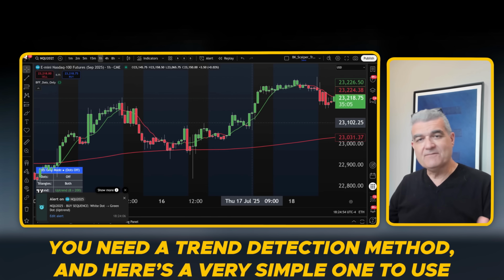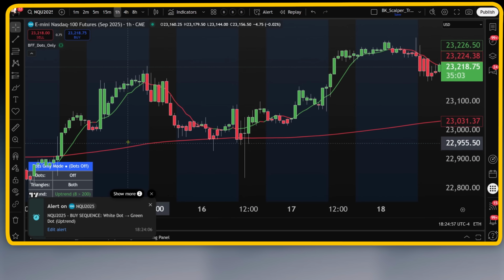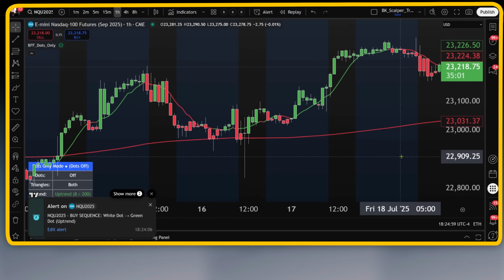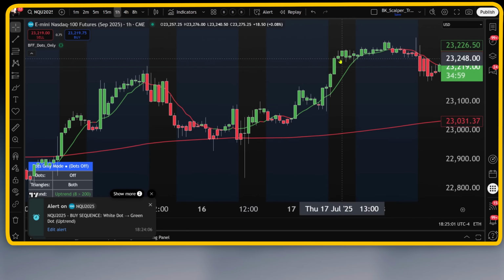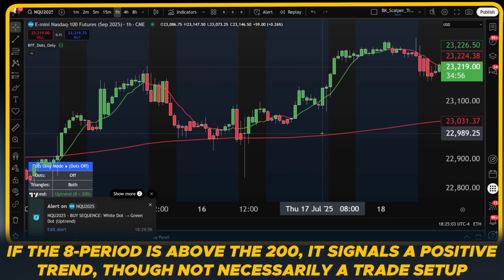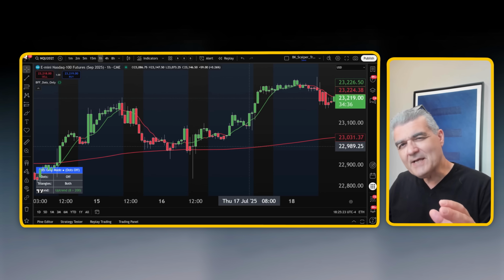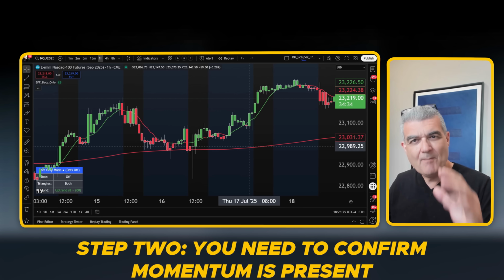And I'm going to suggest a very, very simple way. Take the 200 period SMA, which is this red line over here, and the 8 period SMA. And if the 8 period is above 200, that means we're in positive trend territory. That doesn't mean we have a trade yet, but it just means that the trend is to the upside. That's step 1.